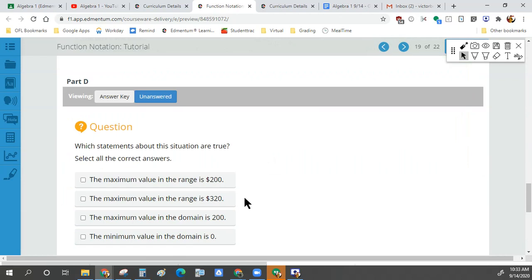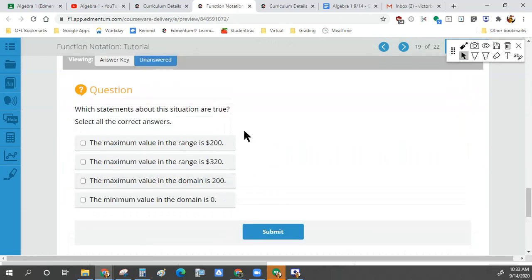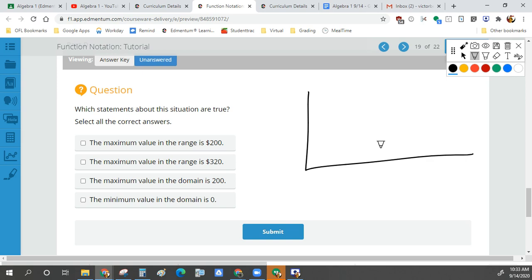All right. Which two statements are true? The maximum value of the range is this. The maximum value of the domain is this. The minimum value of the domain is this. So remember, the domain is our smallest number. In this case, we can't sell negative bracelets. So the smallest number in our domain has to be 0. Domain is our x value. This is our domain, all of our x's.